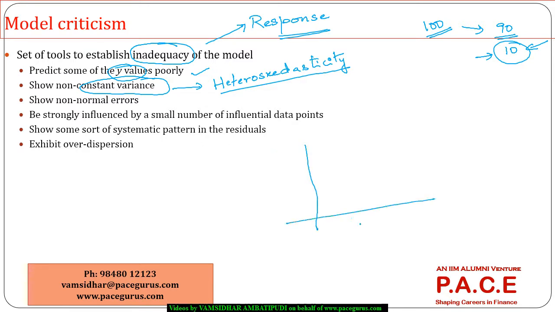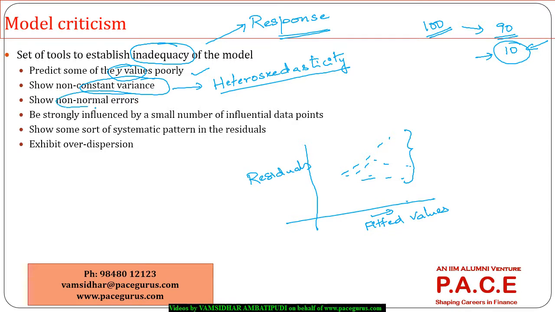Generally what we find is, if I am plotting a graph between my predicted values or the fitted values and the residuals, I could see that the error terms at different points, as the value of the fitted values is increasing, are getting more and more widened. So there could be a lot of non-constant variance as a part of the model.